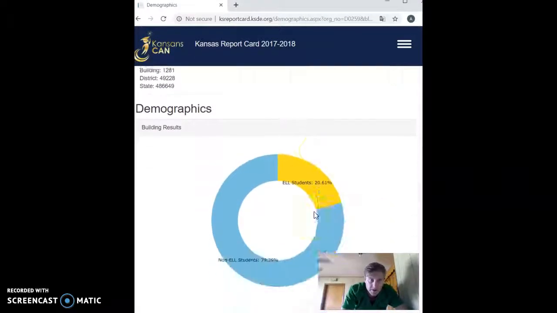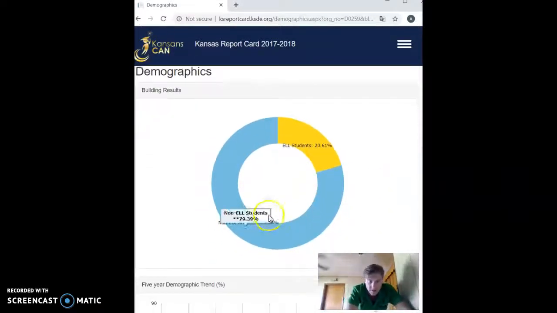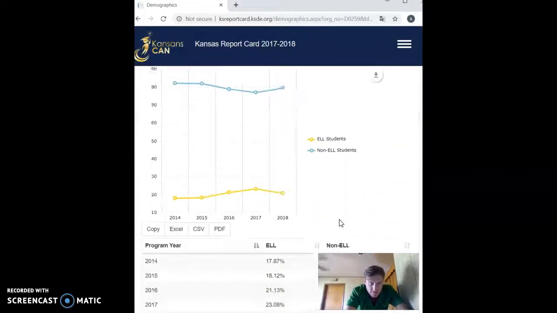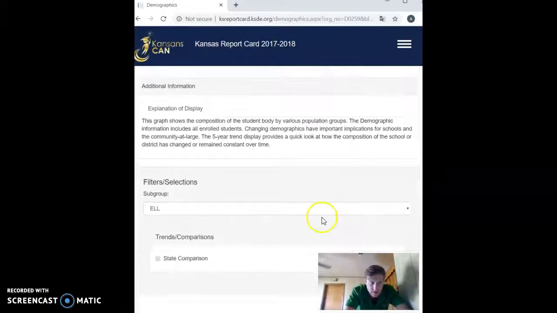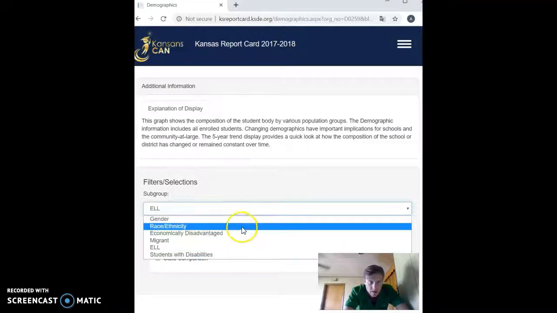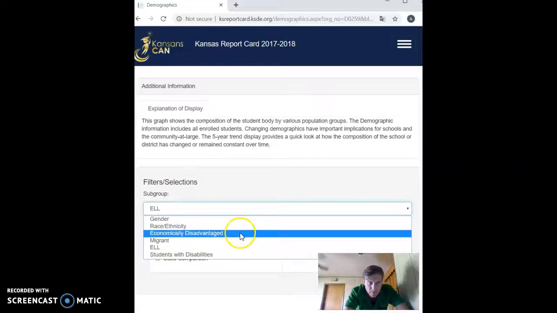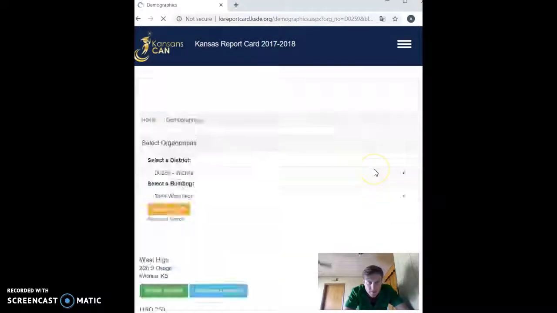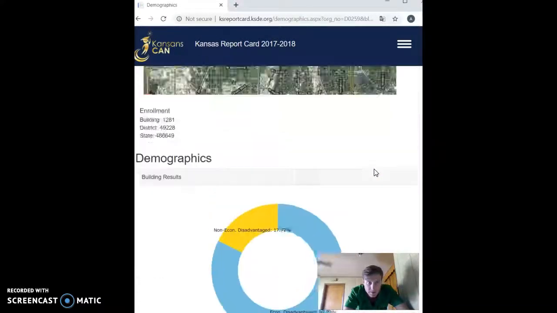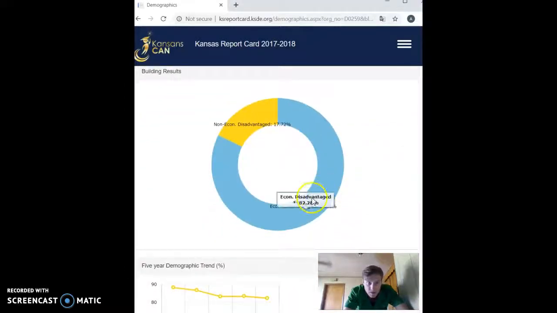All right, you can see our ELL kids are 20%, non-ELL 79%, kind of same thought process with that. And we'll go here. This is one that I wasn't surprised with, with our district or with my school. Economically disadvantaged, we're at 82%.